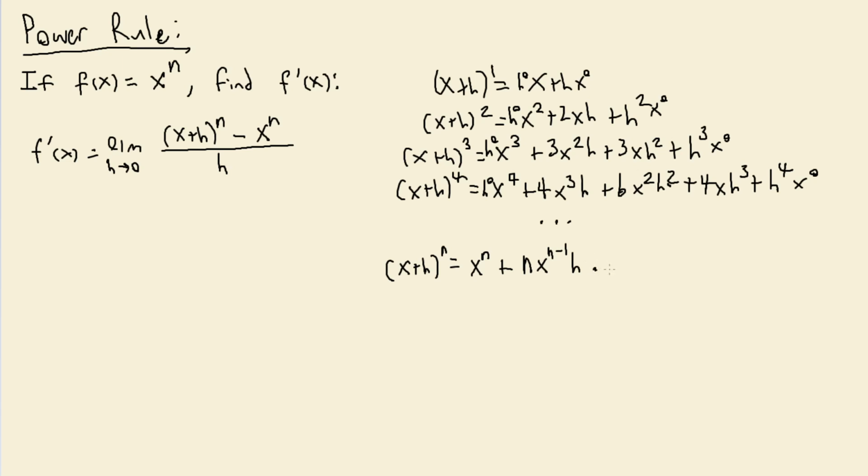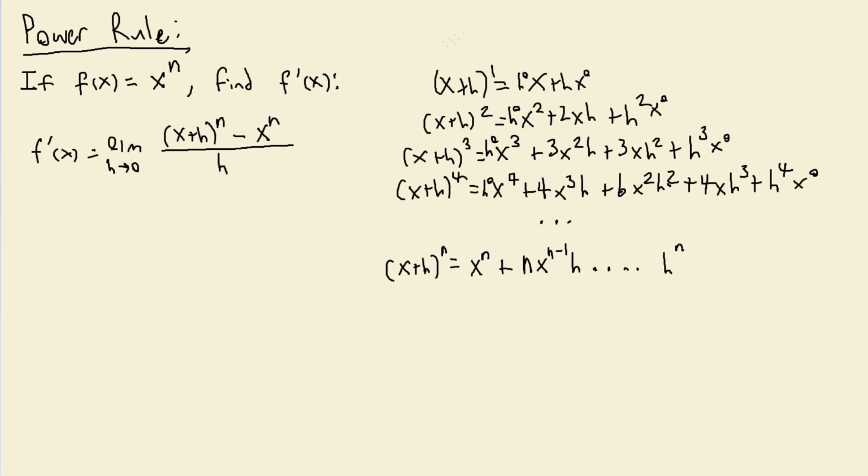And then there's going to be a bunch of other terms here all the way down to h^n. This is our generalized expression for (x + h)^n. And you might be stumped here, realizing that, well, how do we arrive at these coefficients?